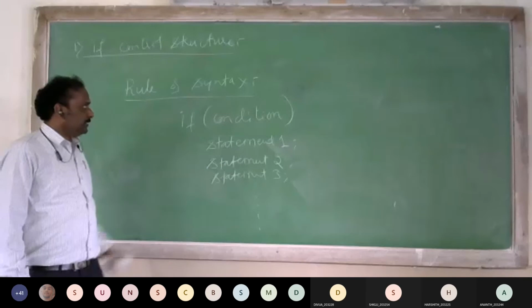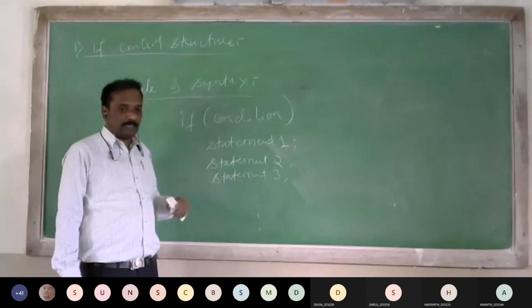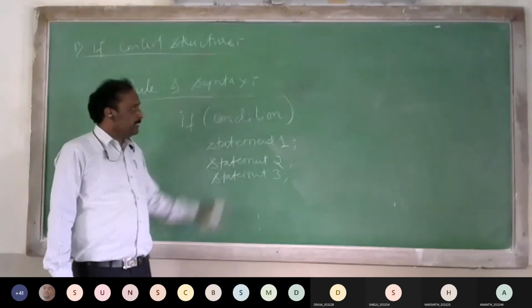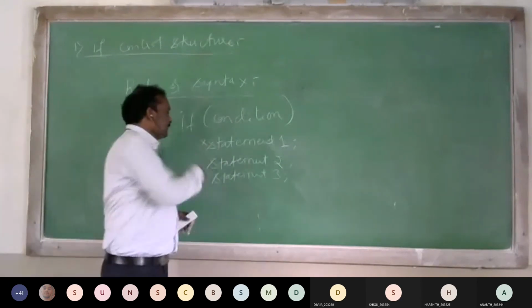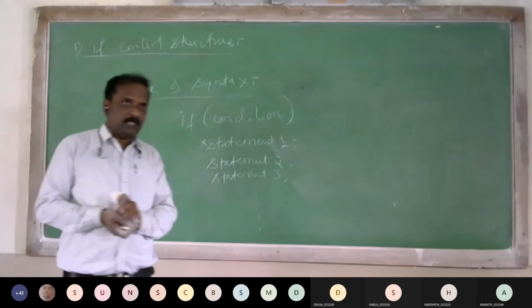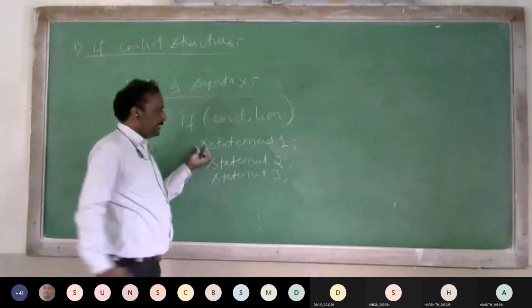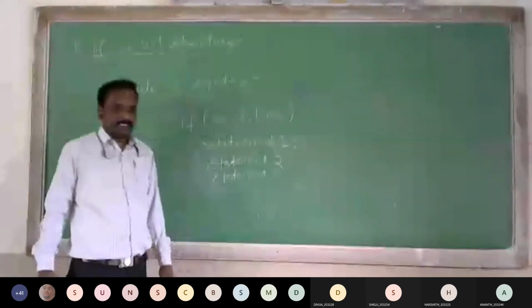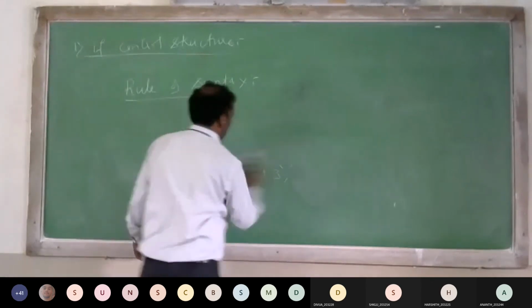Now, if the condition is true, then statement 1 is executed. Then statement 2, statement 3, all other remaining statements are executed. If the condition is false, then statement 1 is not executed. It will execute statement 2, statement 3 and all the remaining statements. Now we shall see one example.